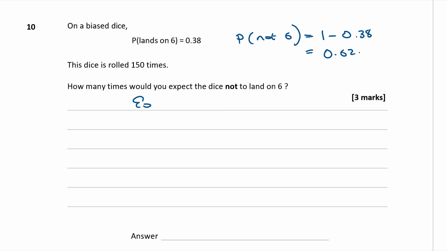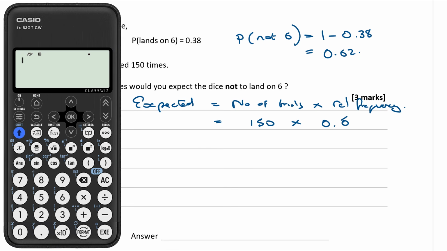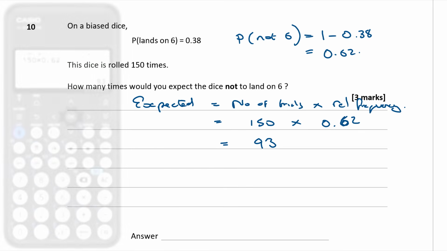Well, the expected number of successes is the number of trials times the relative frequency, or probability if you're doing probability. In this case, it's relative frequency. So it's going to be 150 trials times my relative frequency of not getting a 6, 0.62. 150 times 0.62 comes out to be 93. So we expect it to not be a 6 93 times. So it's going to be a 6 quite a few times, isn't it?